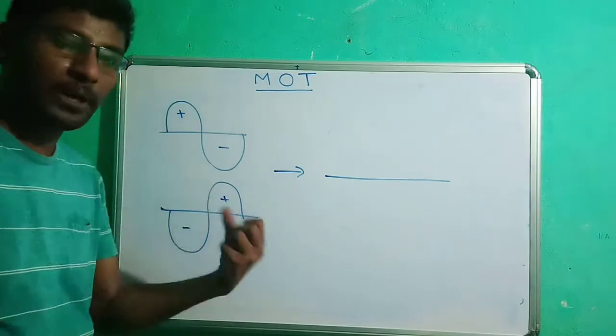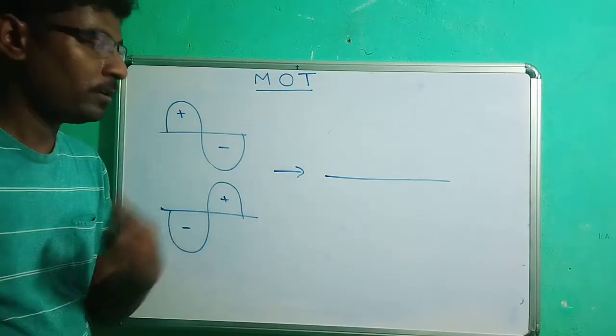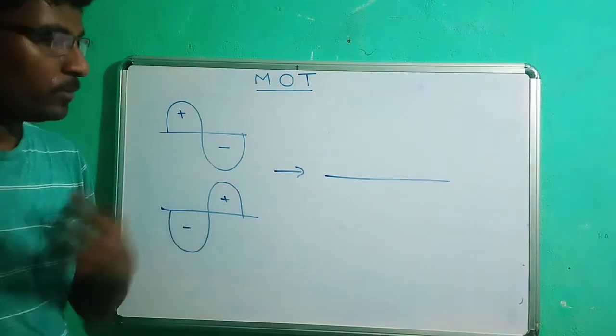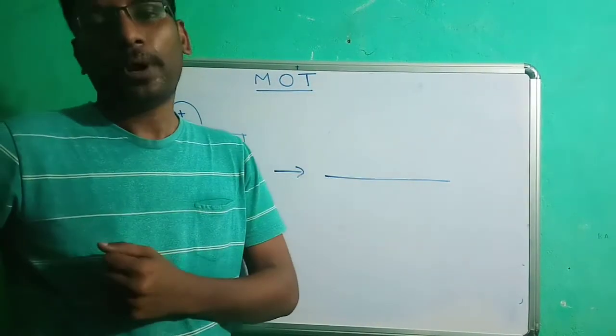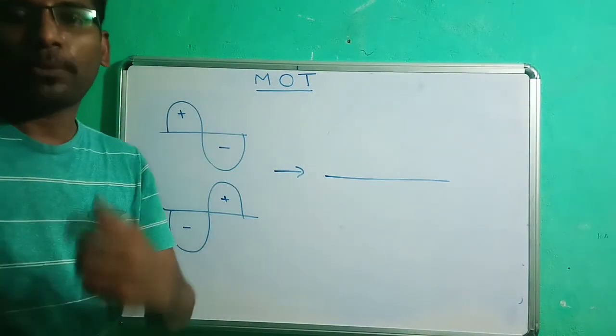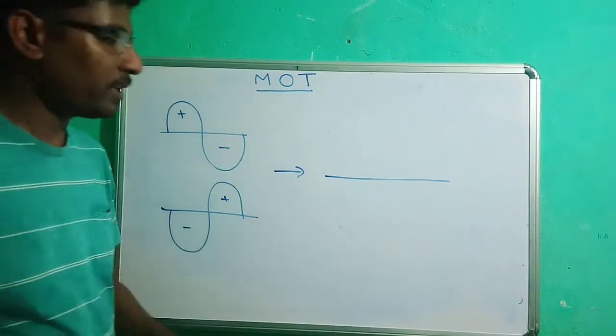So atomic orbitals will combine together in the form of addition or subtraction. Addition always gives bonding molecular orbitals, whereas subtraction always gives anti-bonding molecular orbitals. Let's see some examples.